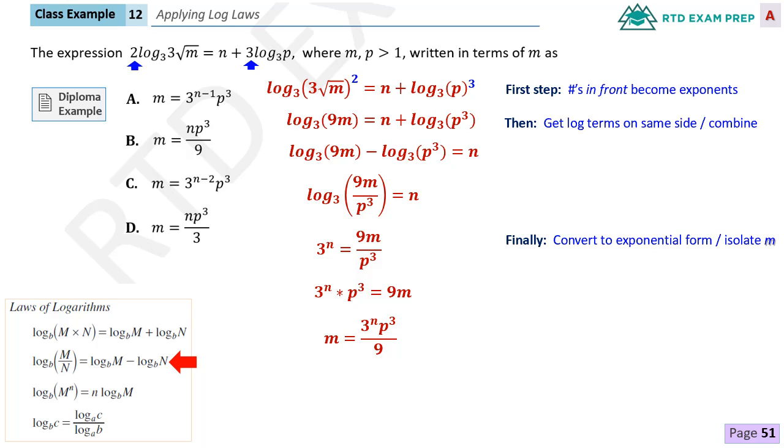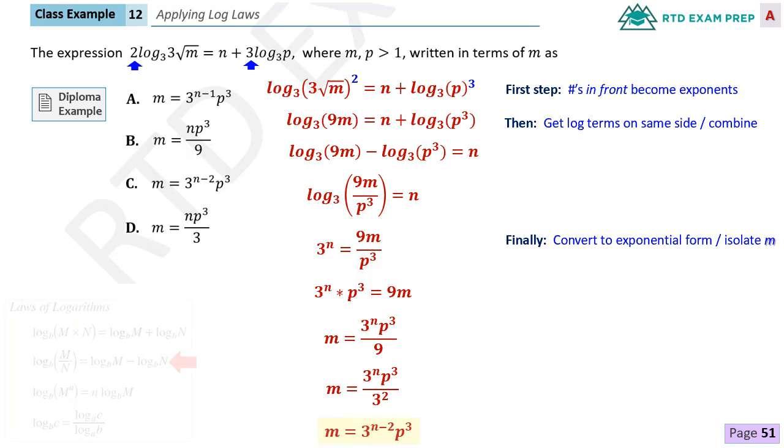But when we look at our multiple choice examples, we see that this answer is not there. All of them have the p cubed in a numerator position or a multiplying position. So we want to look at how this 3 to the n over 9 is showing up. The secret here is to rewrite 9 as 3 squared. This will allow us to use our exponent laws to subtract the exponents of 3 to the n and 3 to the 2, making it 3 to the n minus 2 times p cubed. Certainly one of the more challenging examples we've seen so far.